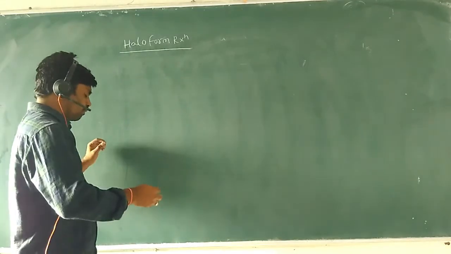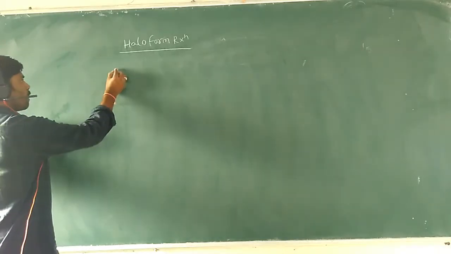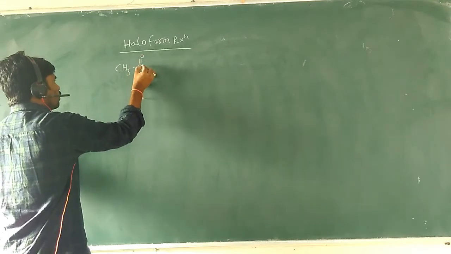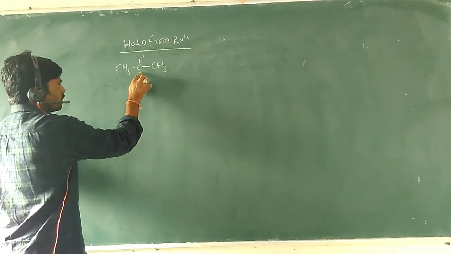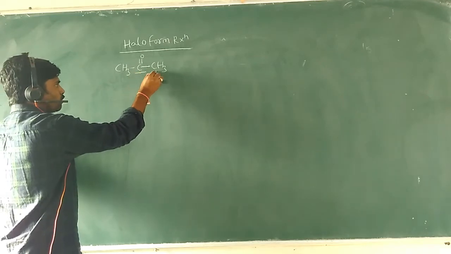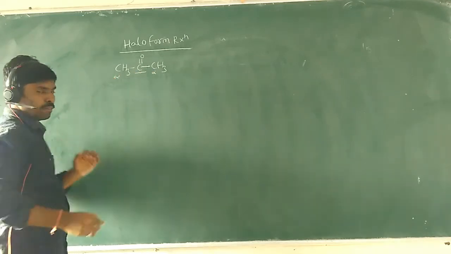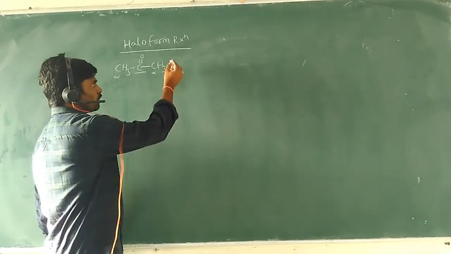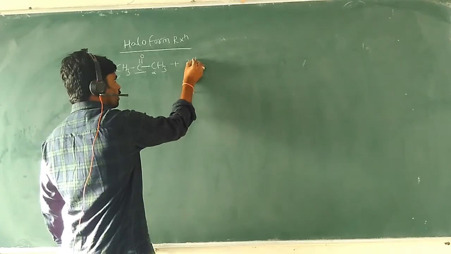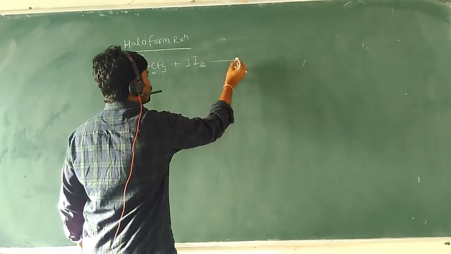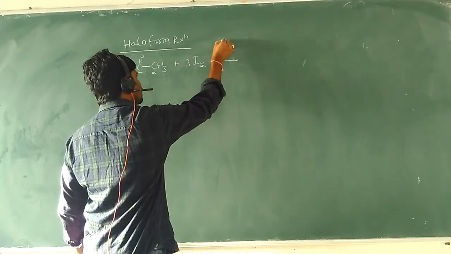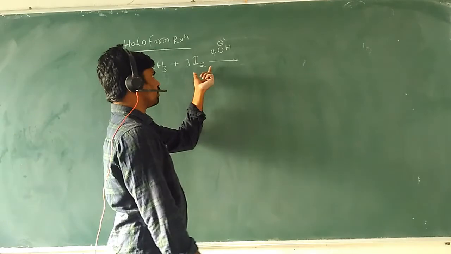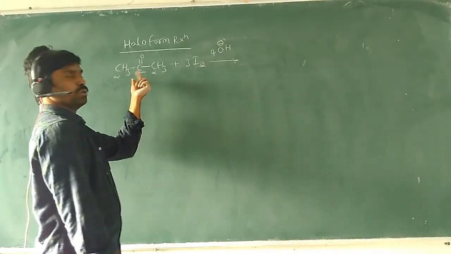Look at here. I'll go for one example. Here I am using CH3 C double bond O CH3. This is the functional group of the ketone. Now these two carbons are the alpha carbons. Is that clear? These two carbons are the alpha carbons. Now they react with iodine in the presence of hydroxide ion. In the presence of hydroxide ion, this acetone reacts with the iodine.